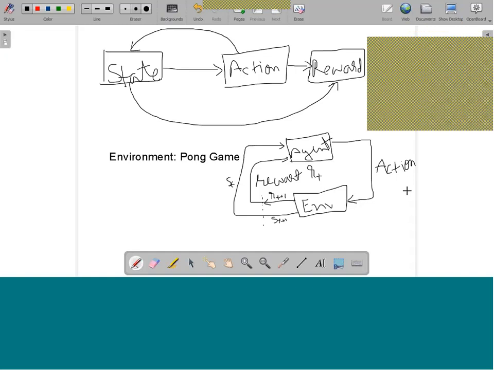But what is the main thing? Whatever the ending time of your game is, at that time you should win. This is our goal. So maximize the total reward, not the single reward. And here the reward is the score, you can say.